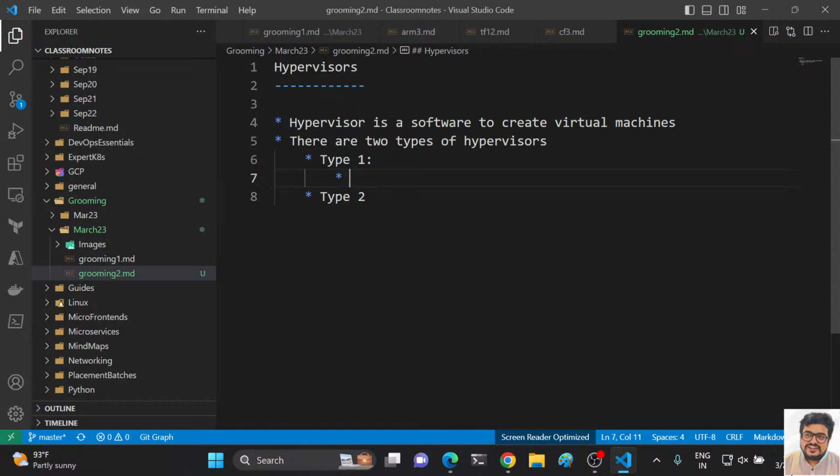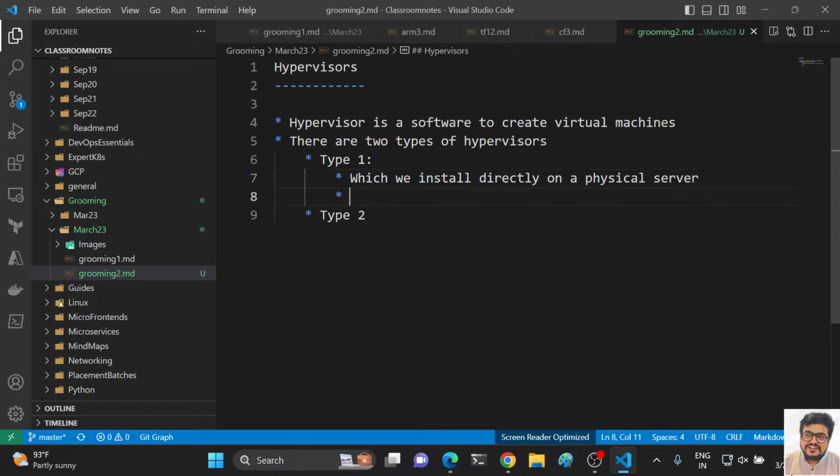There is no need for you to write any notes, sir. In my classes you can ignore writing notes, because anyway I am writing it for you. Okay, let us understand. There is no need to write notes. Right. So a type 1 hypervisor is one which we install directly on a physical server.